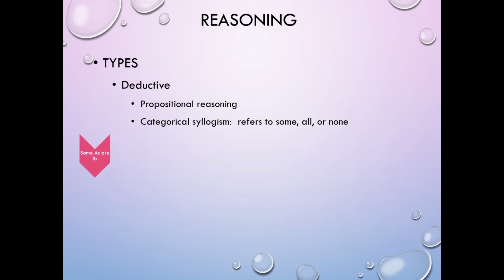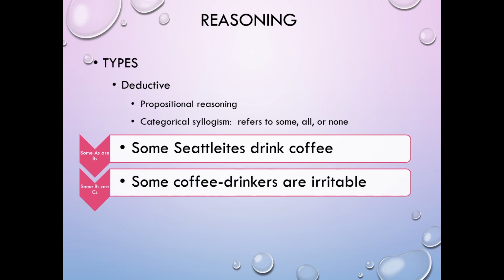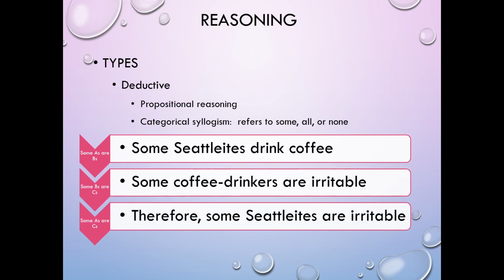So let's try some. So some A's are B's. Okay. Some Seattleites drink coffee. Okay. Some B's are C's. Some coffee drinkers are irritable. Yeah, that's true. Some A's are C's. Therefore, some Seattleites are irritable. Okay, that feels better, doesn't it?